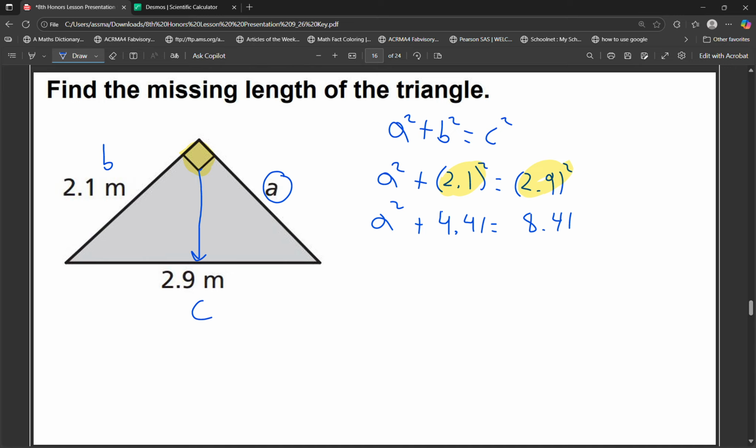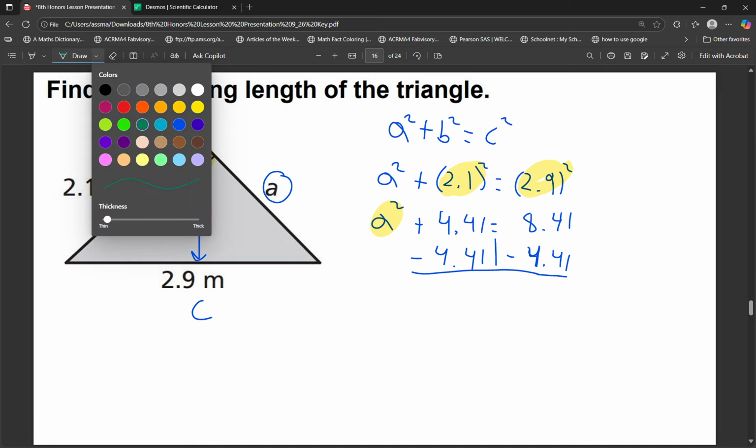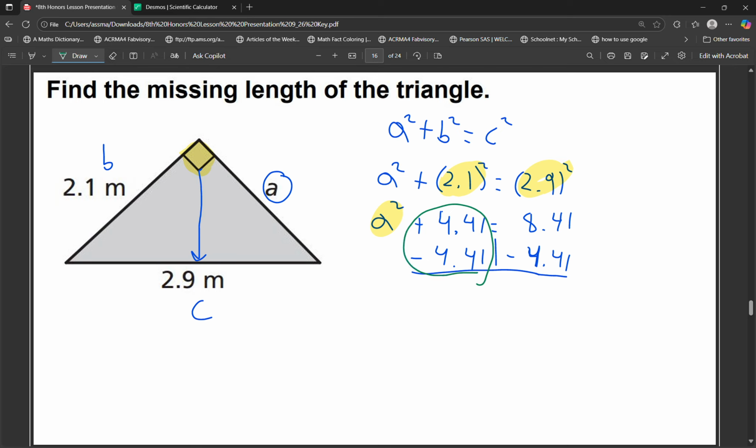8.41, okay? And just like before, what we did in chapter 1, you want to leave the variable by itself. So we undo the plus 4.41 and we go ahead and subtract it on both sides. So I go ahead and do that. I go ahead and subtract it over here, 4.41. This is a 4, by the way. Okay, and I'll use a different color so that we could see it here, that I combine these two terms together, and I get 0. So I have A squared is equal to, and then I combine these two terms together, and I get 4.